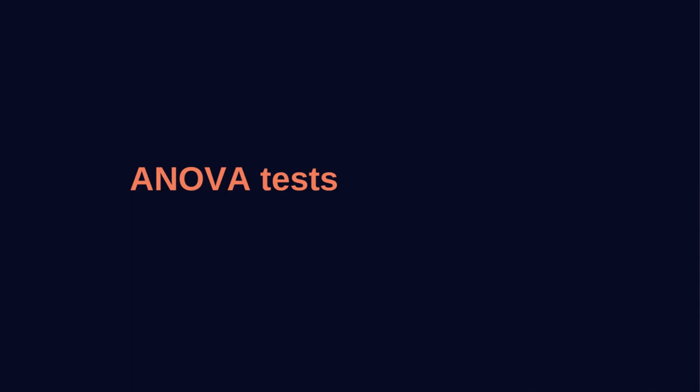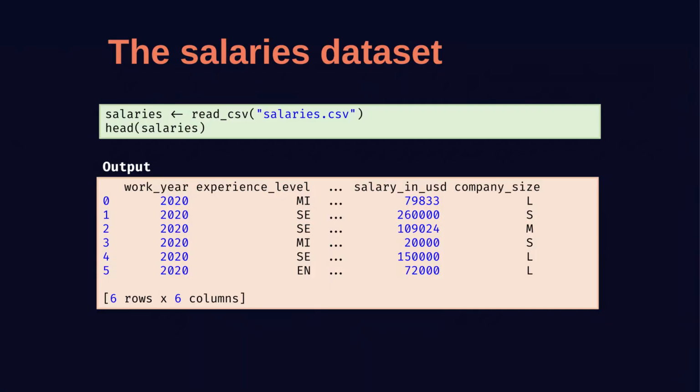We have seen how to compare two groups in the unpaired and paired cases. But what if there are more than two groups? Let's look at the original salaries dataset. There's a column named experience level, which contains the experience levels of employees such as executive, senior, mid, and entry level, coded as EX, SE, MI, and EN respectively.